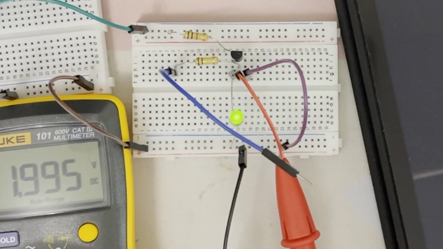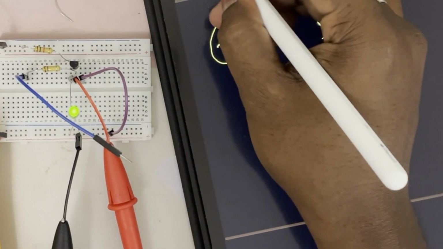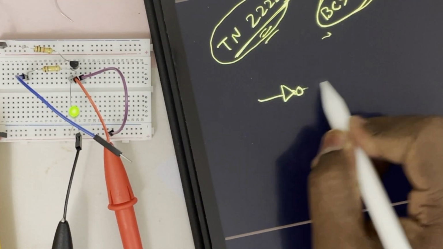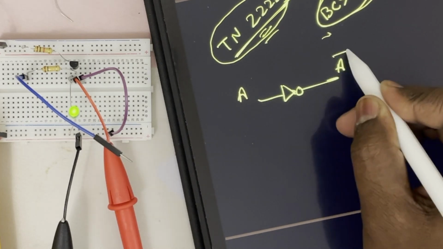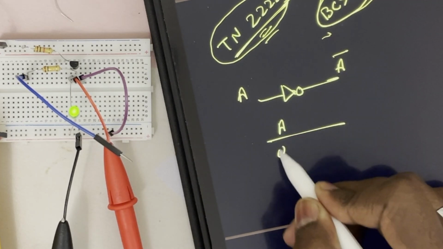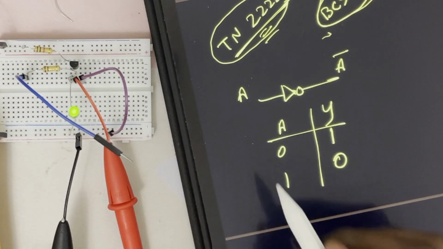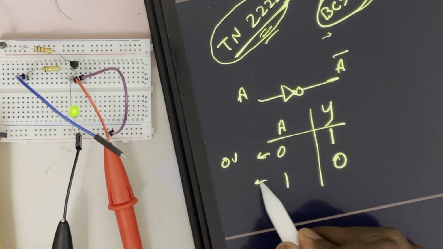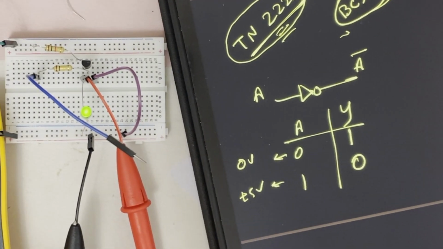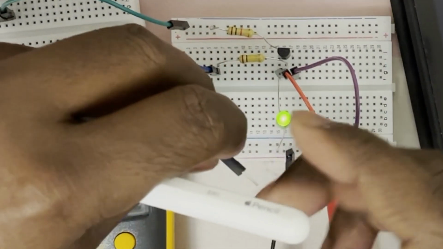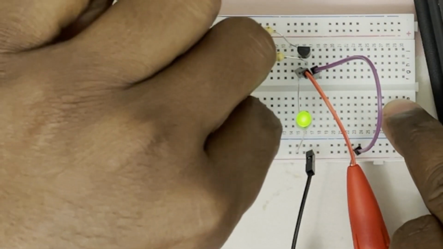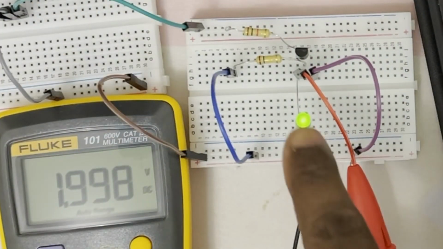We already know that for the NOT gate, if this is A, this is A bar. That means if A is 0 and 1, then Y will be 1 and 0, right? 0 means 0 volt, 1 means 5 volt. Okay, so if I put this one in the 0 ground state, then output will be 1, right?